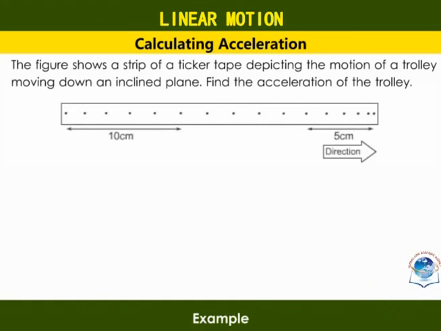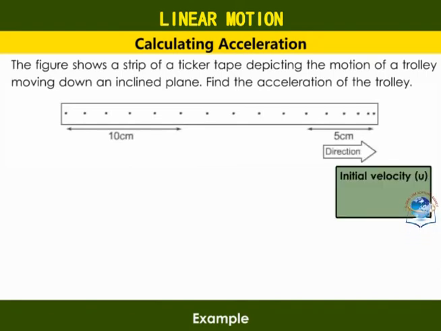The direction is towards the right, so this is the first dot. Here, we are given that the trolley made 5 ticks to move 5 centimeters. The displacement is 5 centimeters, and the time is 5 ticks, which is equal to 5 times 0.02, which is equal to 0.1 seconds. So u will be 5 centimeters over 0.1 seconds, giving us 50 centimeters per second.